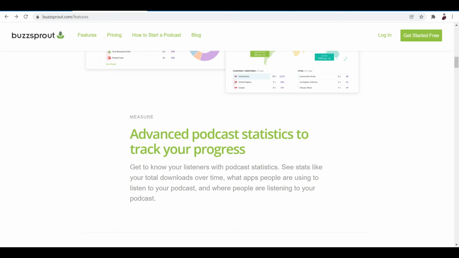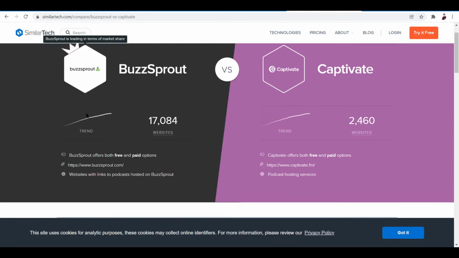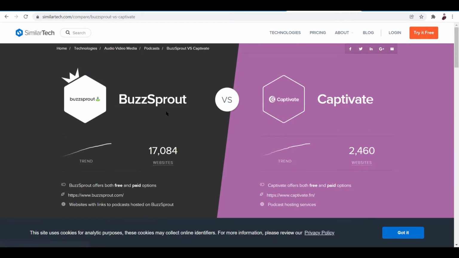And after that, at the end of this video, let's go ahead and try to talk about which one is better. So I found a site that we can actually use to compare these two. It's this site. It's called Similar Tech, and it's comparing two platforms side by side. And we'll use this to compare these two platforms.